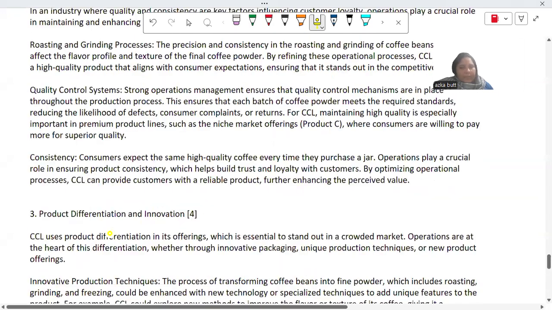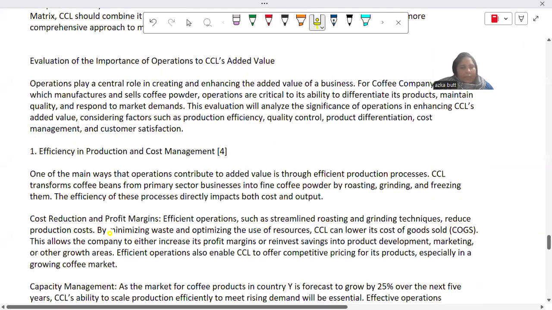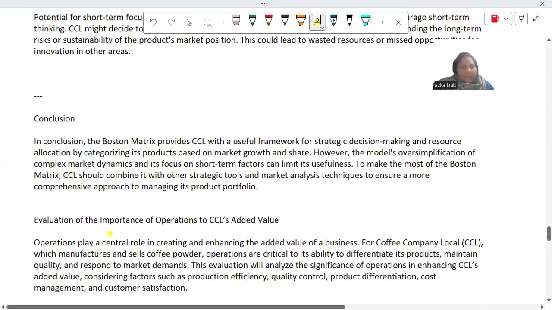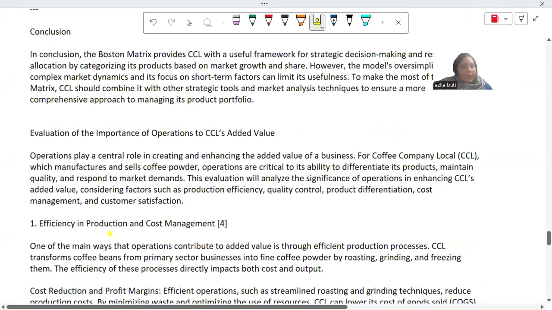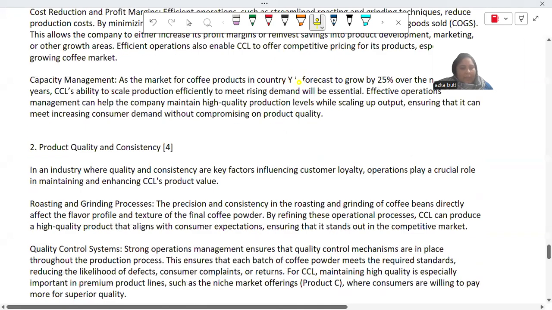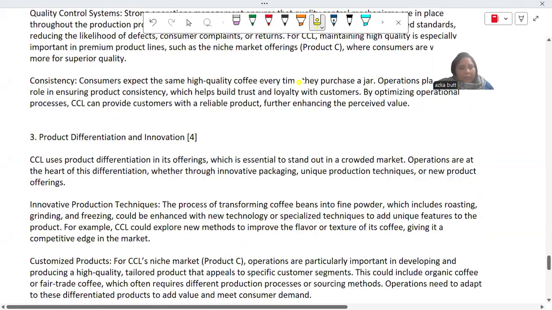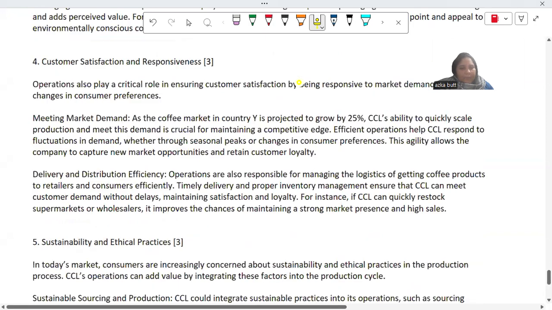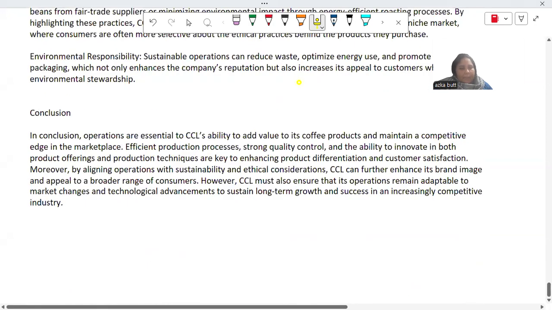So here, as you can see, we need to evaluate the importance of operations to CCL's added value. So you need to write four importance points. As you can see, I have written many, so you just need to pick any four from here. And now let's see the conclusion.